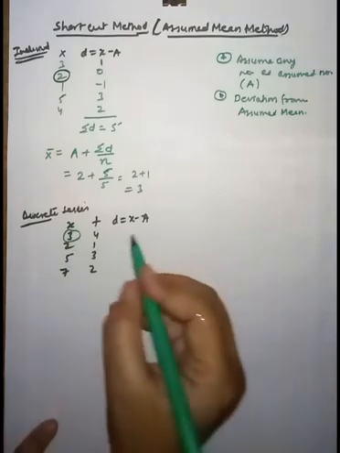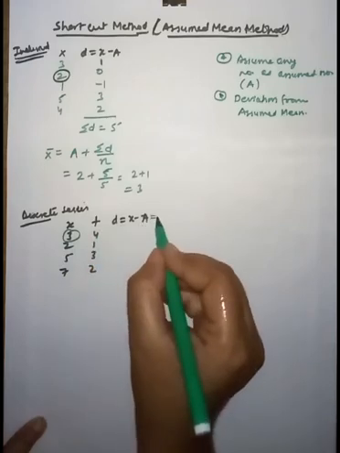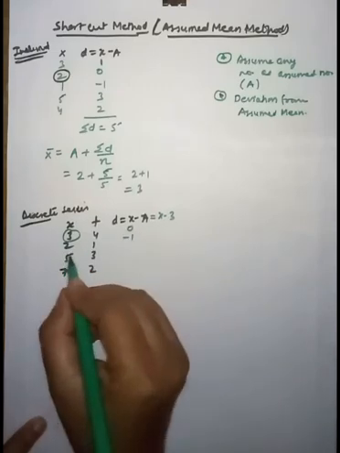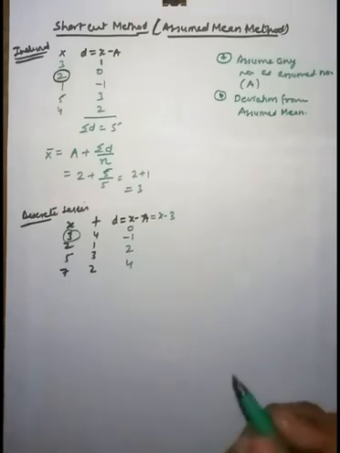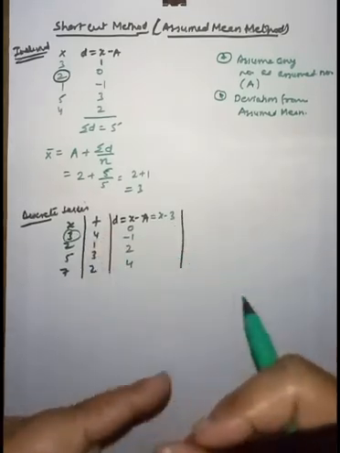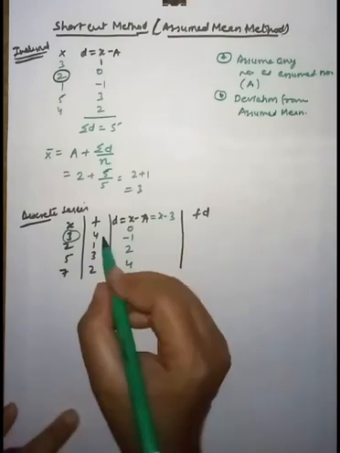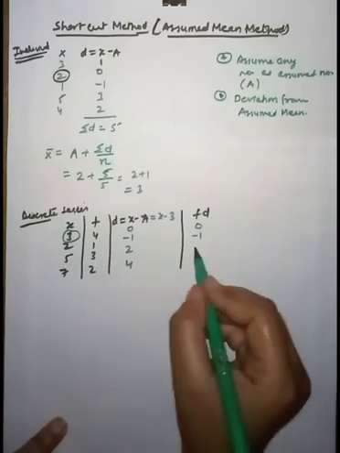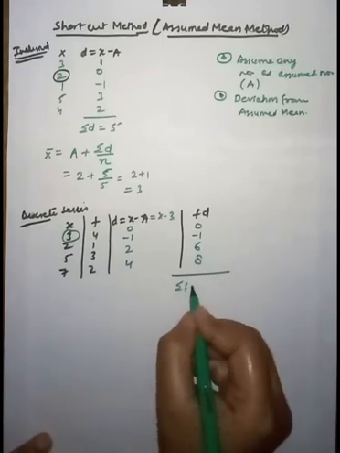x minus a, so here x minus 3, since the assumed mean is 3. 3 minus 3 means 0, 2 minus 3 means minus 1, 5 minus 3 means 2, and 7 minus 3 is 4. So this is the deviation column. Now because this is a discrete series, we find the fd column. So 4 into 0 is 0, 1 into minus 1 is minus 1, 3 into 2 is 6, and 2 into 4 is 8. Now add this.